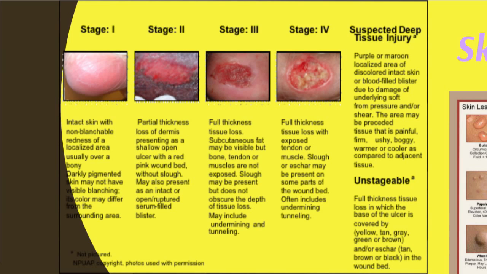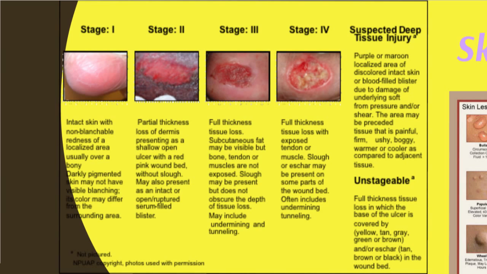You can also have tunneling, which is what it says. It's tunneling in the skin. So you have to measure this. You have to see what that undermining is and what the tunneling looks like. And you have to measure it. Then we have stage 4, full thickness tissue loss. And this is when you're going to see tendon or muscle or bone. Okay?